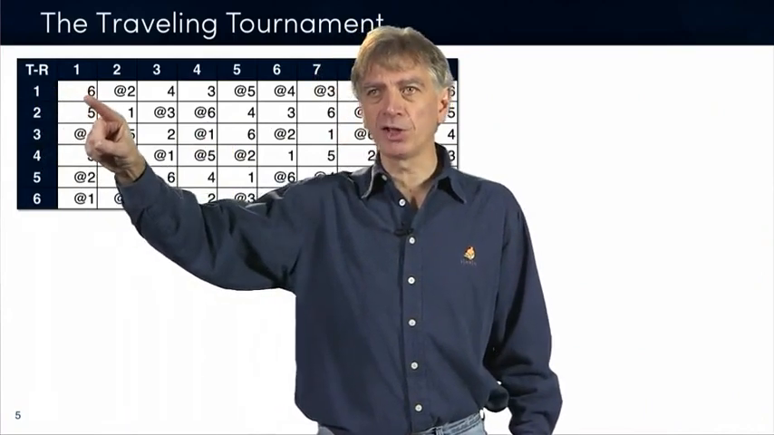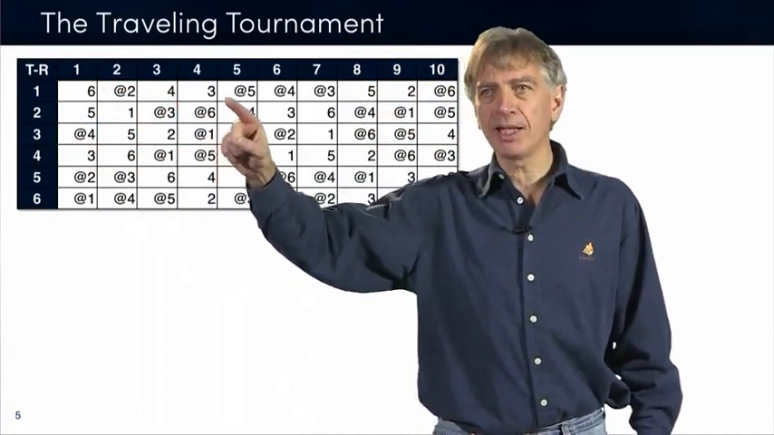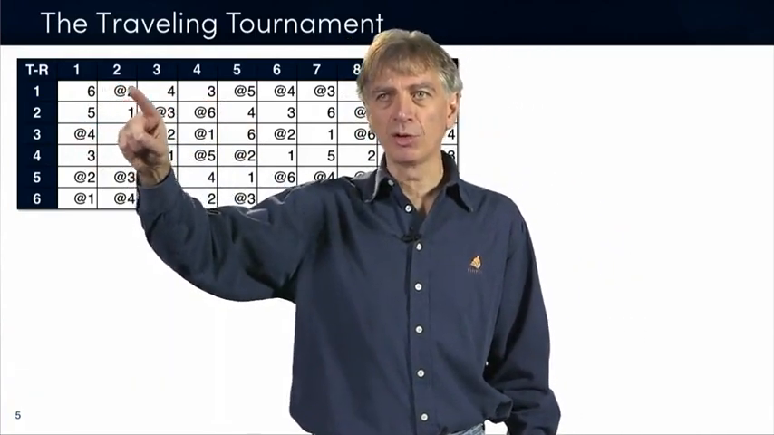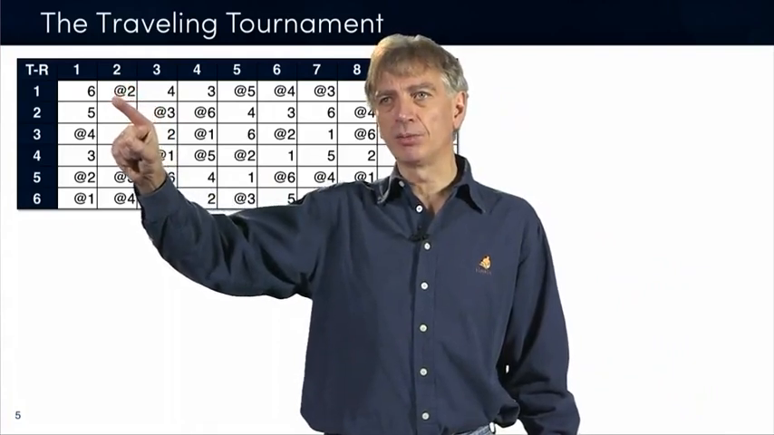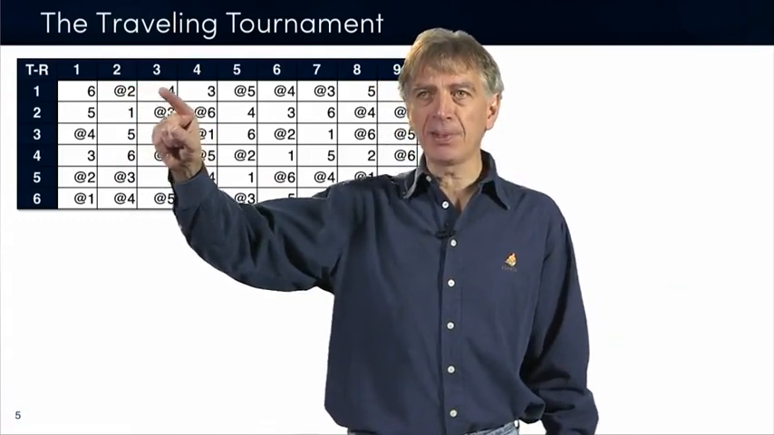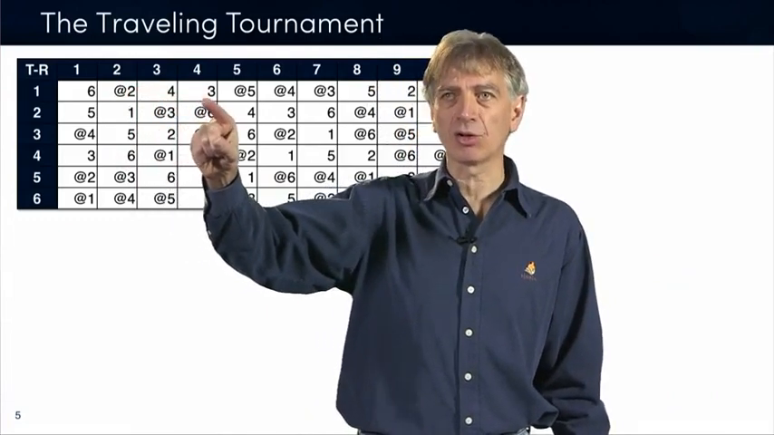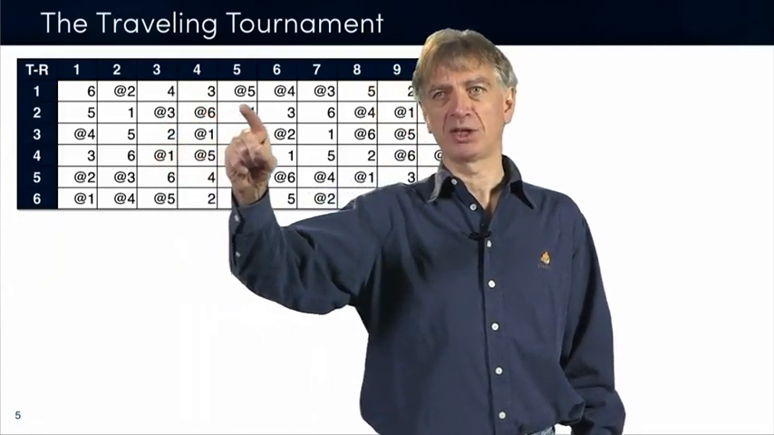Team 1 is going to first play at home against team 6. And then he's going to move away and play at the stadium of team 2. So the 2 over there is basically telling you that team 1 is playing at the stadium of 2. Then team 1 is going to fly back home and play against team 4. He's going to stay at home and play against team 3. And then he's going to take this completely crazy road trip.